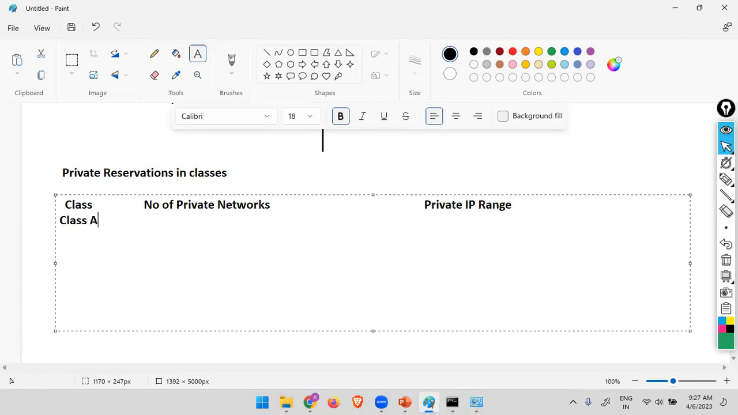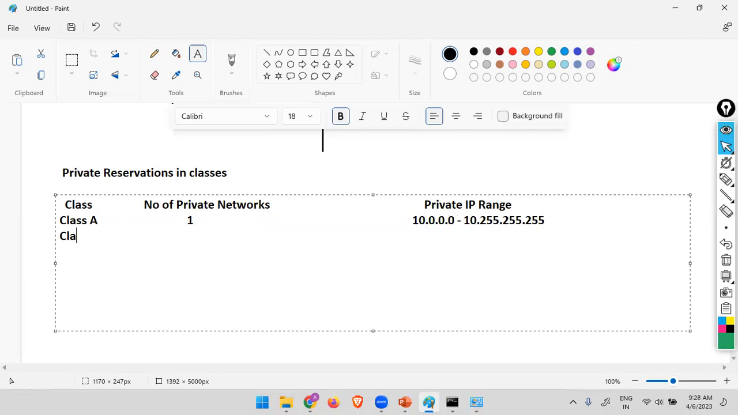First of all, class A. In class A, one network is reserved, and that private range will start from 10.0.0.0, and only one network. Network part constant, only one network we are talking about. If you see any IP starting from 10, that means it is a private IP.